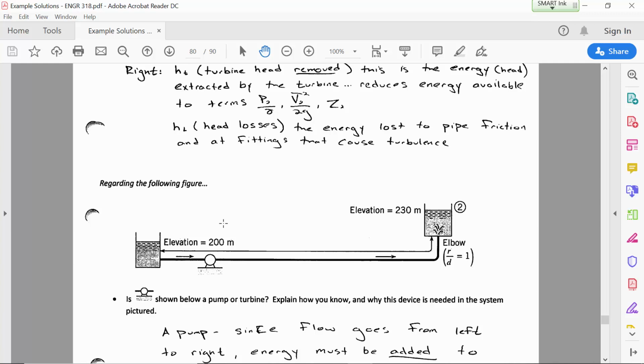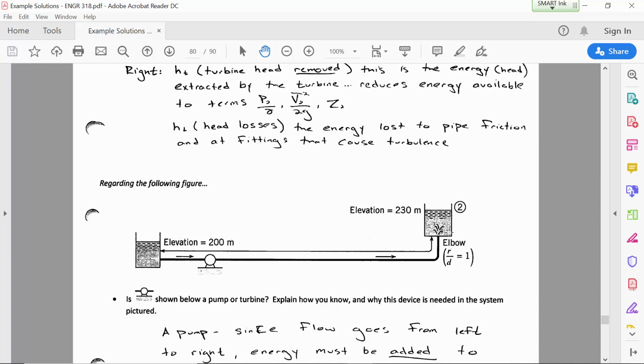But let me just point out that when we have an elbow and it's specifying the radius to diameter, and then we also have water that's exiting to a tank, on the back side of the equation is some information where you can find K values. And h naught is K times the velocity head, V squared divided by 2g.